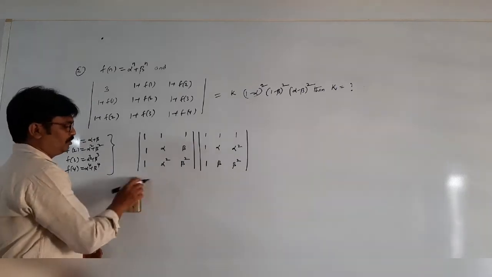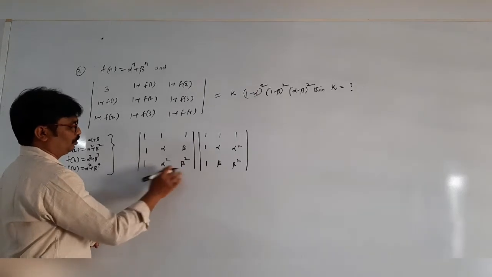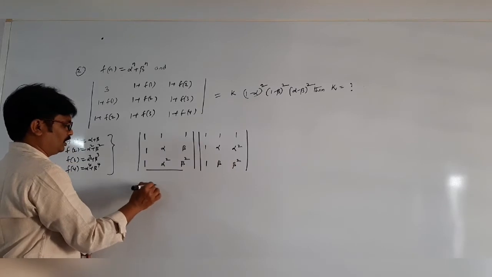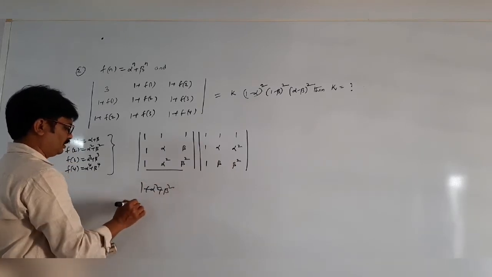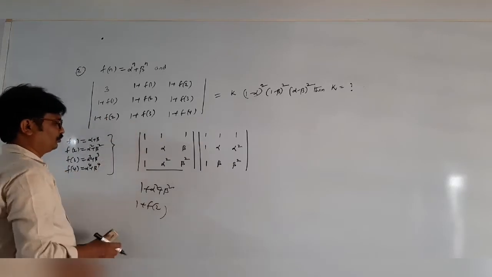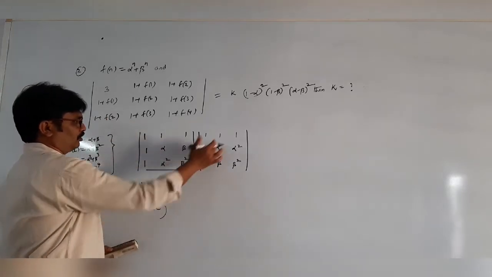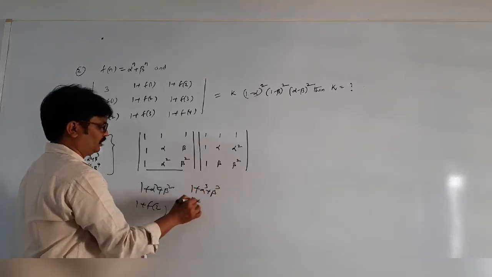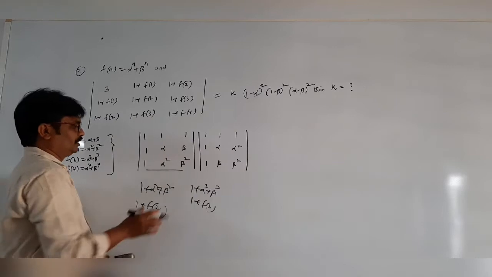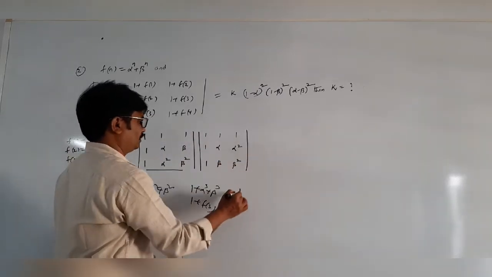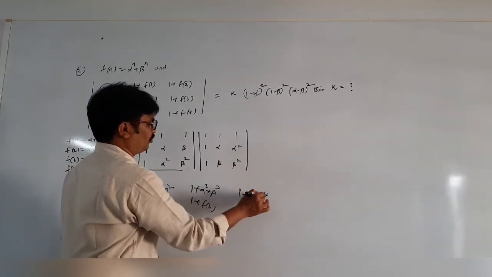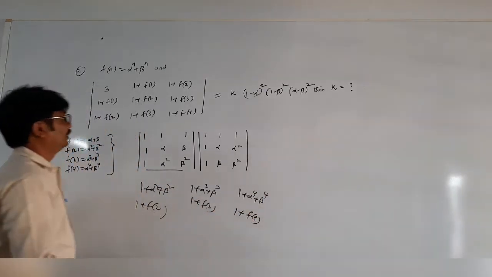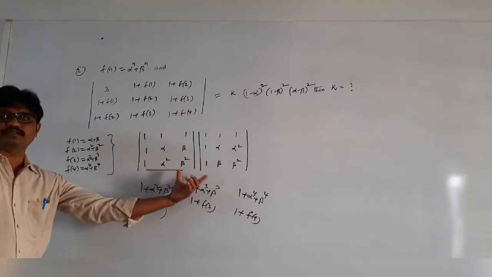Okay students, similarly the last row is this one. We have to multiply with the first column, 1 plus alpha square plus beta square, that is 1 plus f of 2. So students, now the third row is the second column, 1 plus alpha cube plus beta cube, that is 1 plus f of 3. The last row is the last column, that is 1 plus alpha power 4 plus beta power 4, that is f of 4. Okay students, now this can be expressed as this one.